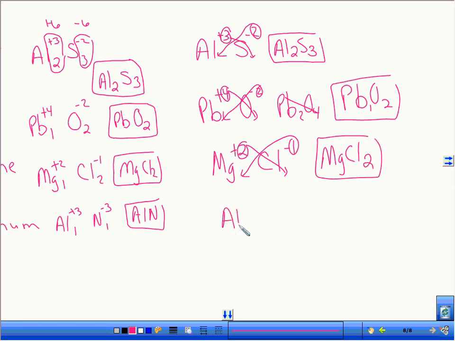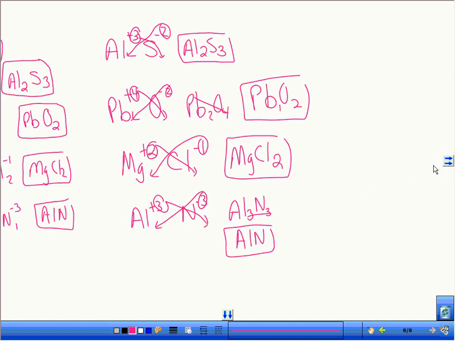Alright, aluminum, which was a plus 3, and nitrogen, which is a negative 3. If you do the swap drop method, let me just show you, a 3 here and a 3 here becomes Al3N3. Those would reduce down to just ones. So it's just easier. If they're the same number, they automatically become ones and cancel each other out. So that's called the easier method or the swap drop, but you got to make sure you reduce, because if you give that non-reduced answer, it's going to be wrong.